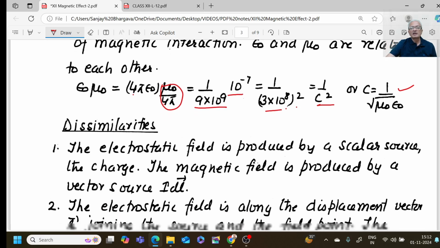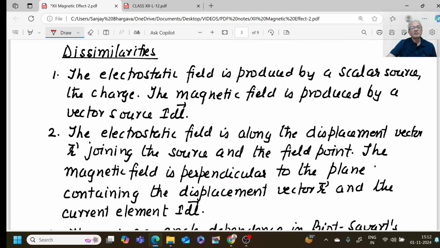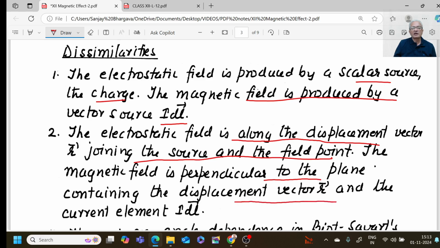What are the dissimilarities between the electric and the magnetic fields? The electrostatic field is produced by a scalar source, that is the charge. The magnetic field is produced by a vector source I dl. The electrostatic field is along the displacement vector r, joining the source and the field point. The magnetic field is perpendicular to the plane containing the displacement vector r and the current element IDL.